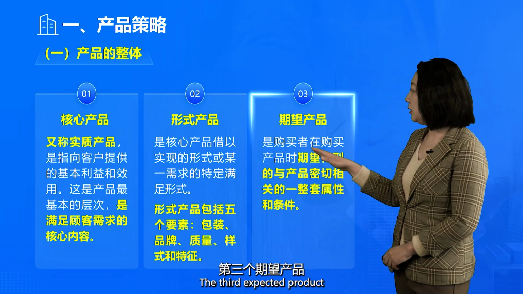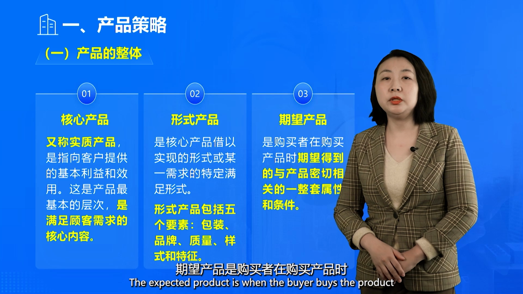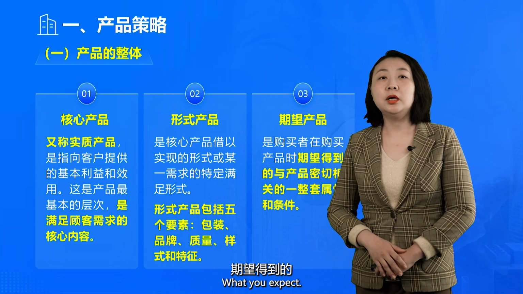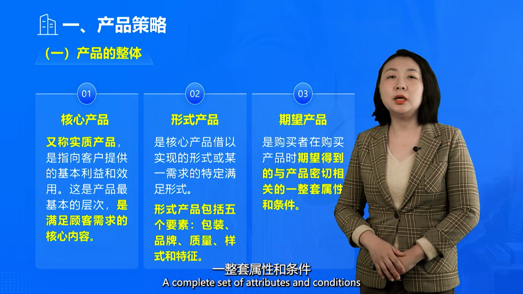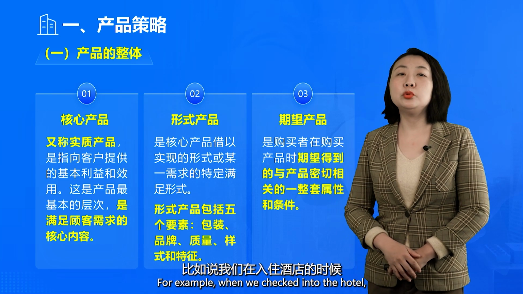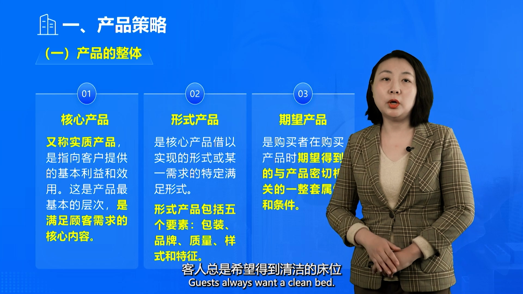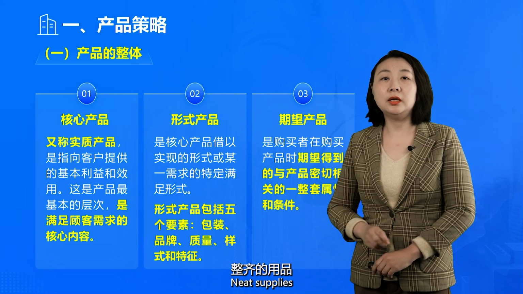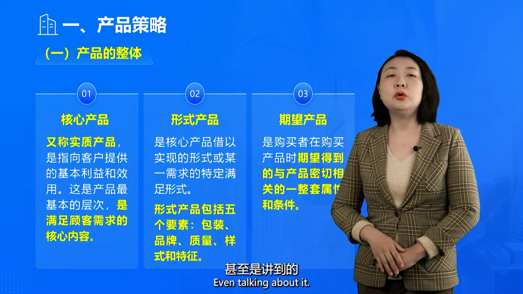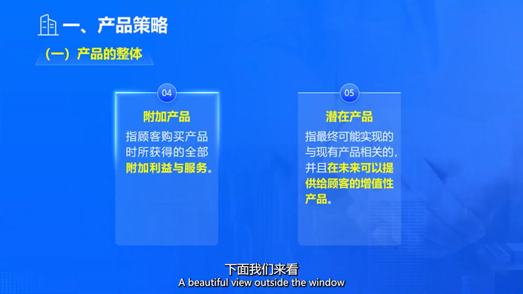The third is the expected product. The expected product is what you expect when the buyer buys the product, a complete set of attributes and conditions closely related to the product. For example, when we check into a hotel, guests always want a clean bed, necessary supplies, and even a beautiful view outside the window.